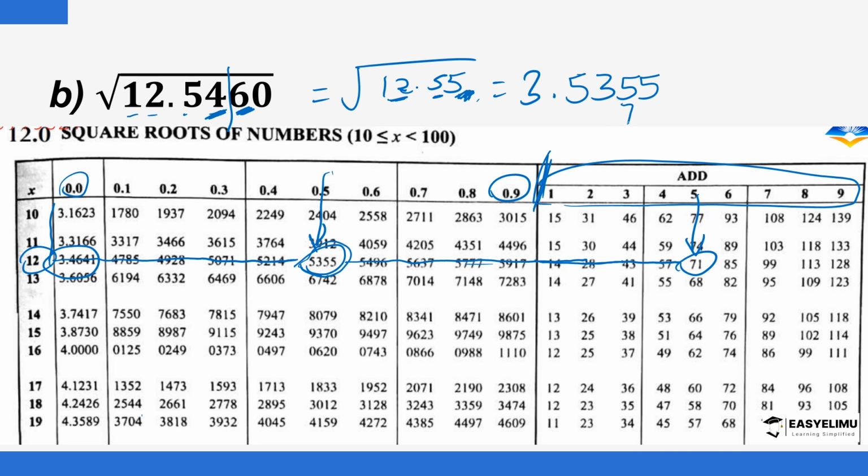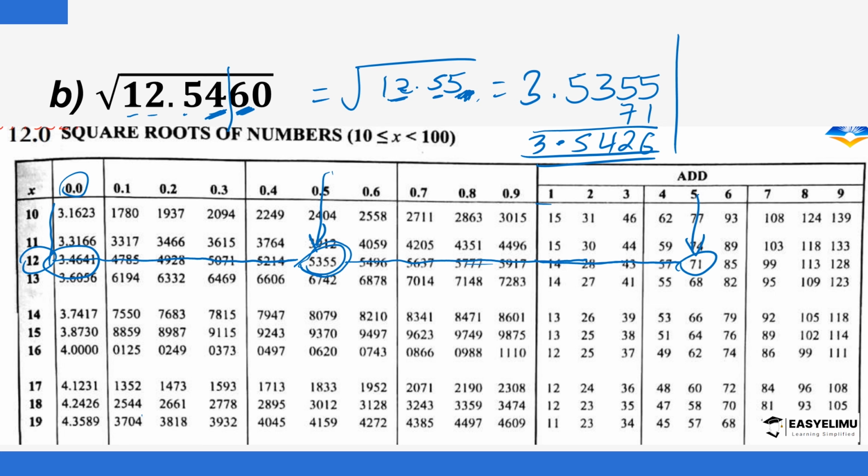Take note of how I'm adding that. So 71, you add it to the last digits. So we have 6, 12, 2 carry 1, 4, 5.3 as the correct answer here. Yes. So that is how you are able to find the square roots of numbers between 10 and 100 using tables.